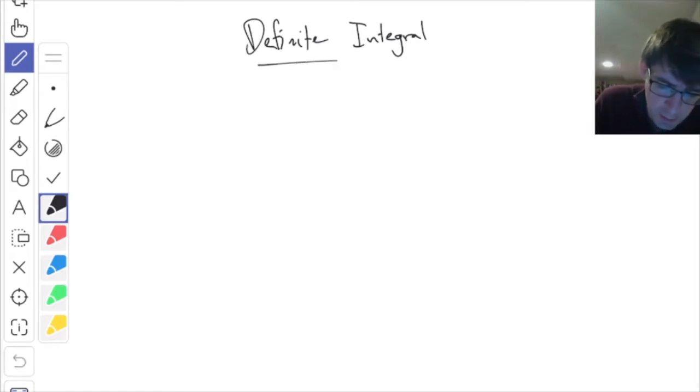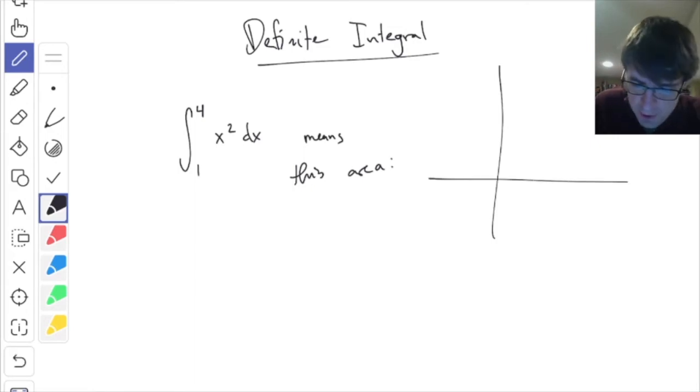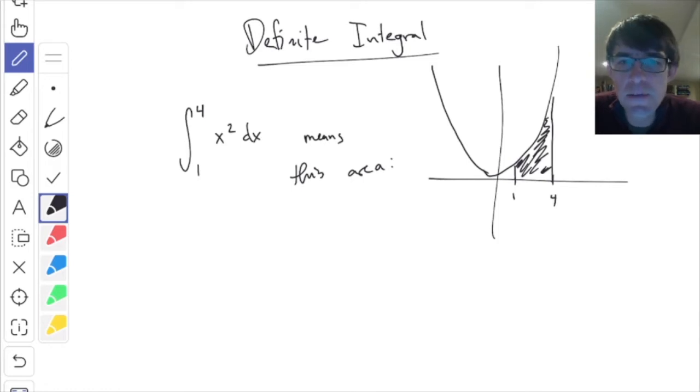So what the definite integral represents is, for example, the integral from 1 to 4 of x squared dx. You write it as an integral, but it has these two numbers on it. This means this area: you look at the graph of that function x squared, and then the 1 and the 4 refer to looking at the range of x values from 1 to 4 and taking this area. That's the meaning of the definite integral from 1 to 4 of x squared dx.